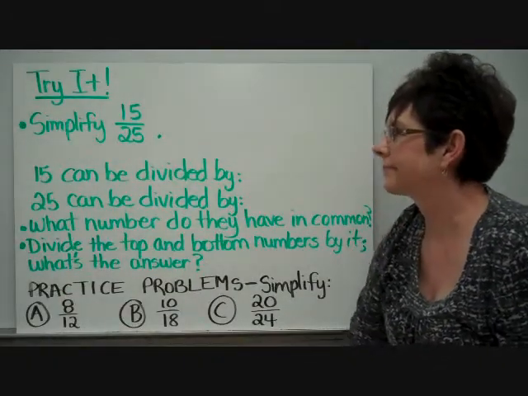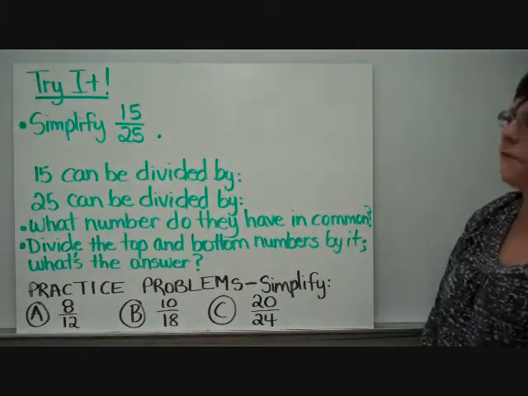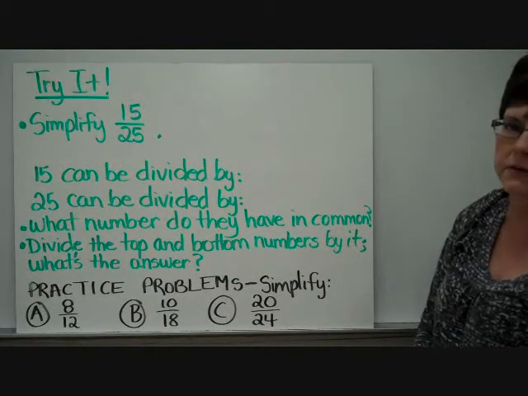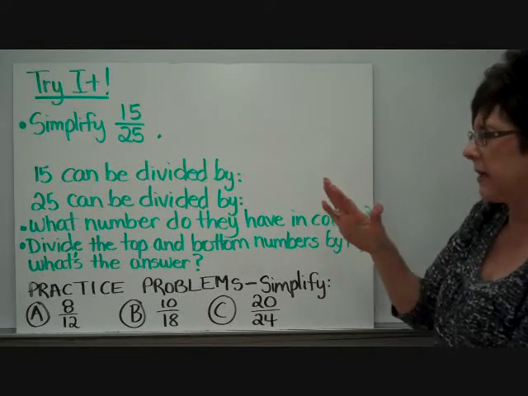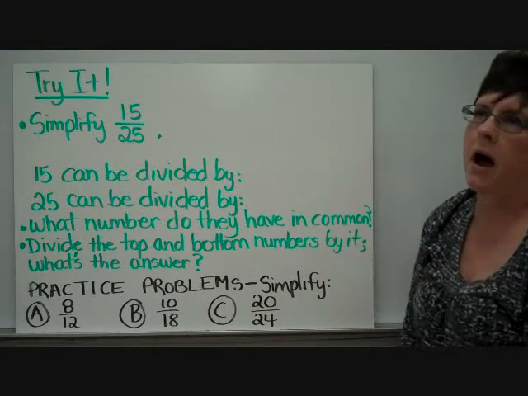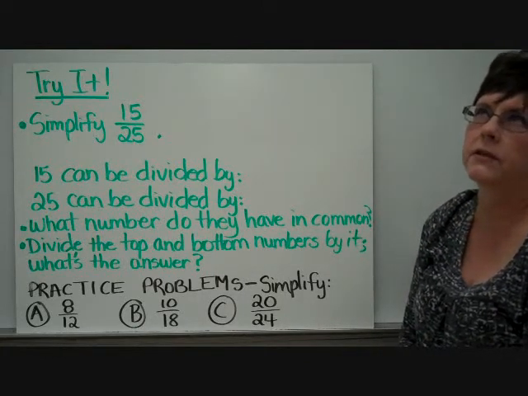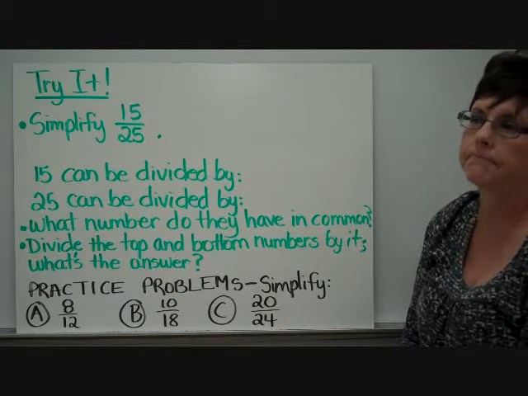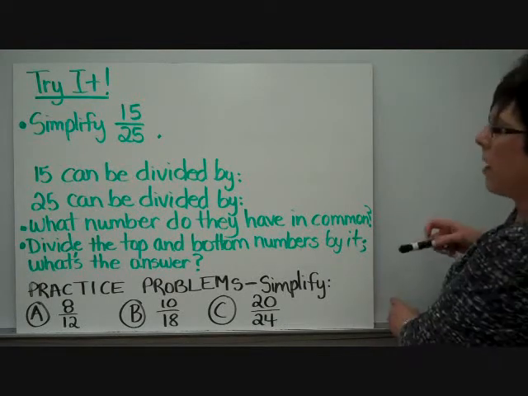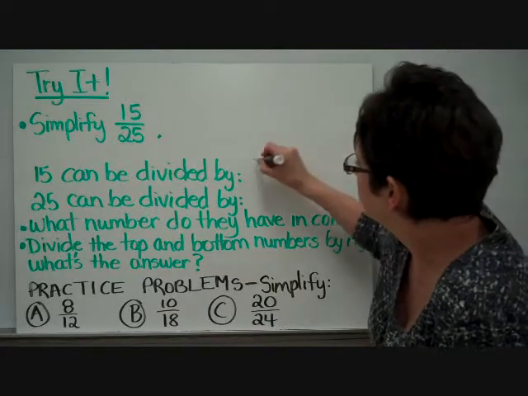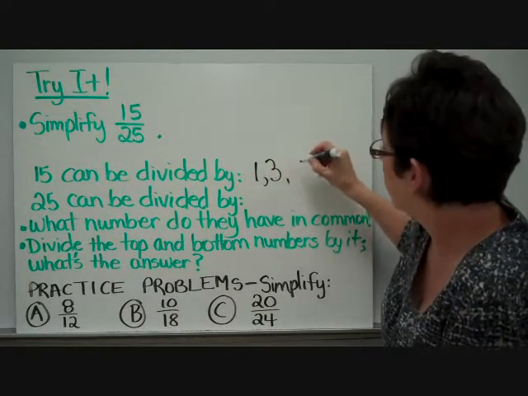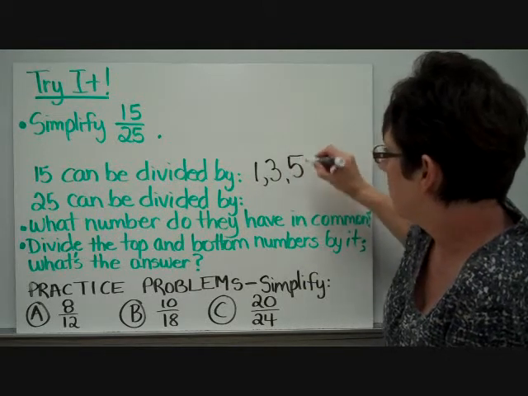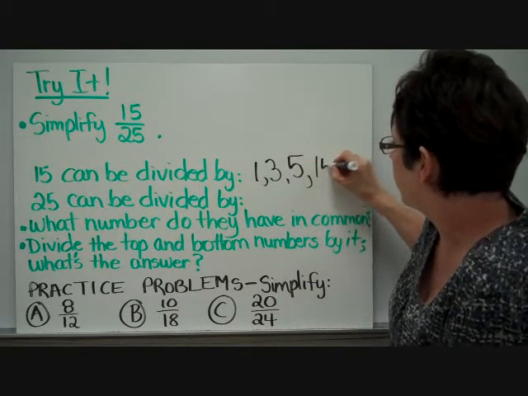Try it. Simplify 15/25. Okay, first of all, let's think. Think of all the things 15 can be divided by. Well, we know it can be divided by 1. It can be divided by 3. It can be divided by 5. And it can be divided by itself, 15.